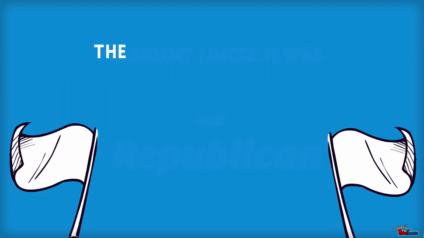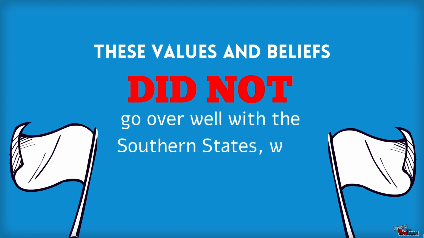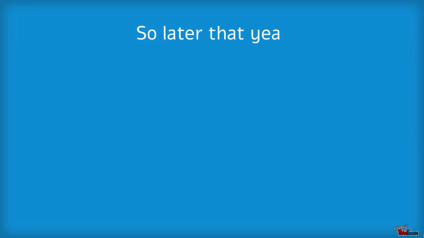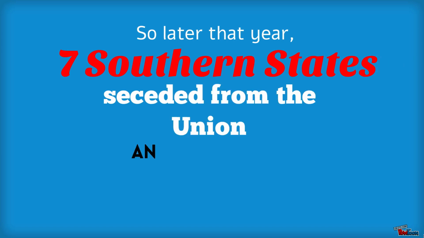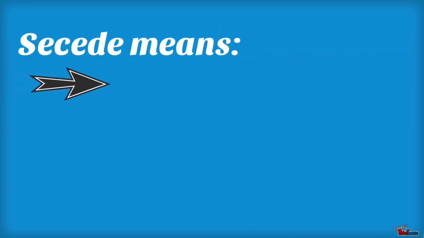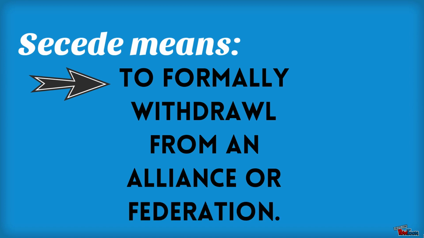And these values and beliefs did not go over well with the southern states, who relied heavily on slavery to run their plantations. So later that year, seven southern states seceded from the Union and created the Confederate States of America. Secede means to formally withdraw from an alliance or federation.